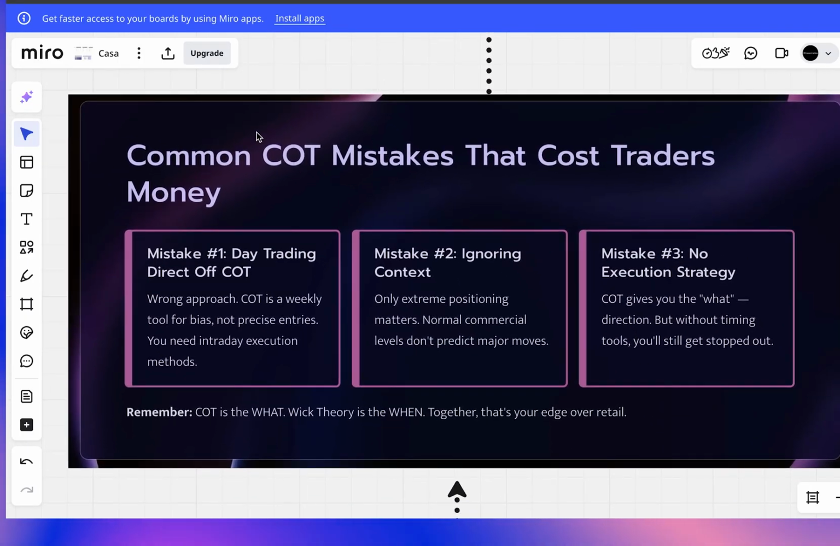So these are common COT mistakes that cost traders money. First mistake, day trading directly off of COT. This is the wrong approach. COT is a weekly tool for bias, not precision entries. You need intraday execution methods, right?